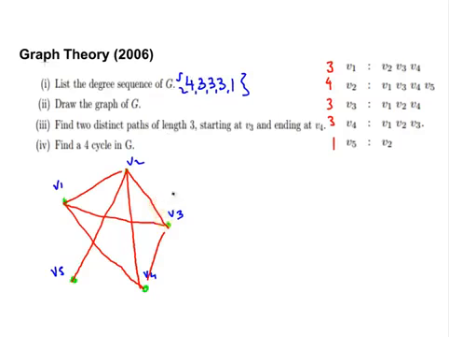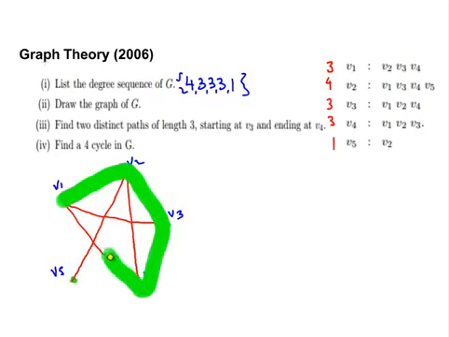Now the next part is find a 4 cycle in G. This is pretty easy. A 4 cycle in G starts and finishes at the same vertex, and is a path of length 4 that starts and finishes at the same vertex. So we'll start at V1, just work our way around like that. That's a 4 cycle in G. Right, that ends our presentation.